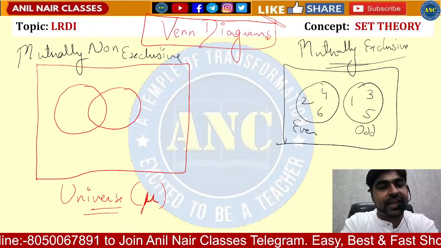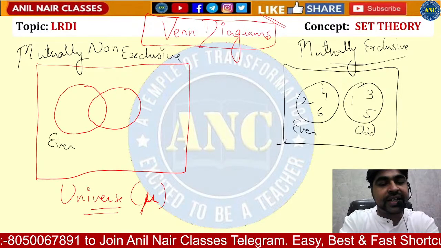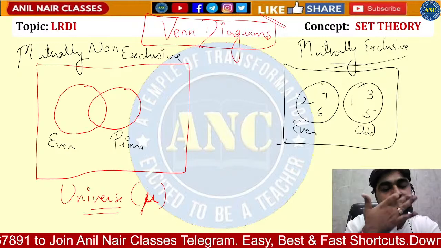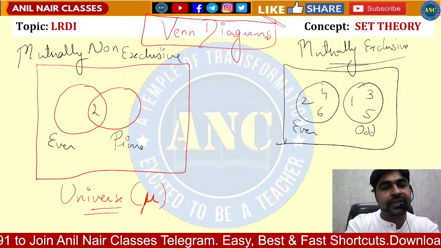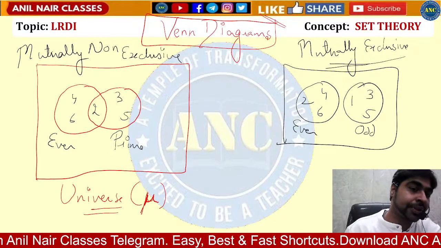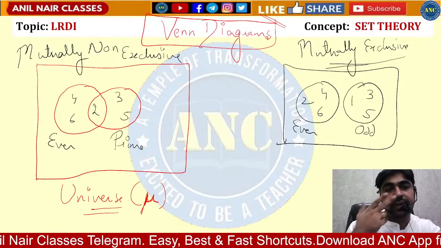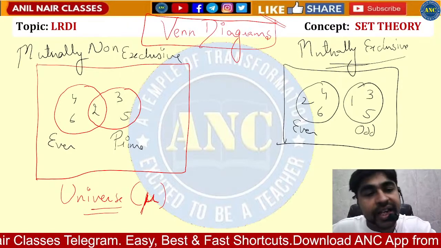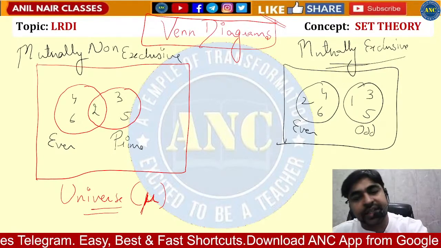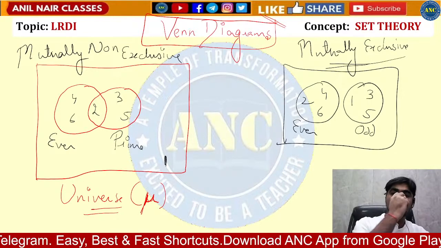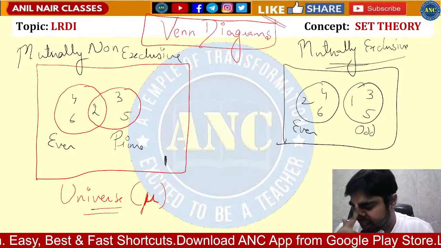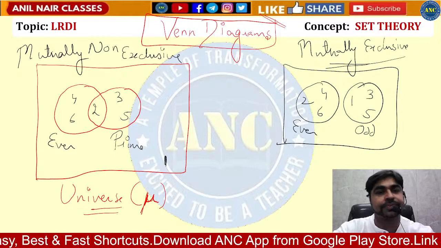But in the same case of a dice roll, if I say even number and prime number, then the even numbers are 2, 4 and 6, and the prime numbers are 2, 3 and 5. Now you would say that there is one particular element which is neither even nor prime, and that is 1, guys, in a dice roll. So where will we place 1? Outside it, inside the universe, but outside these sets.